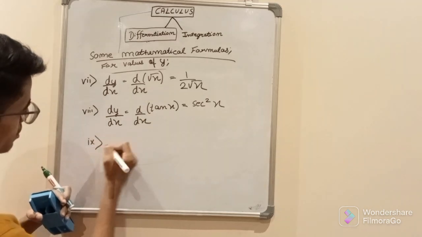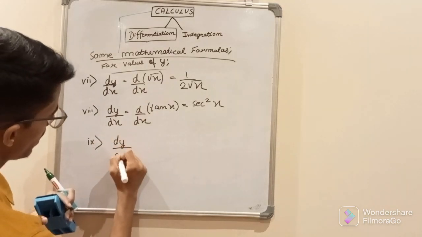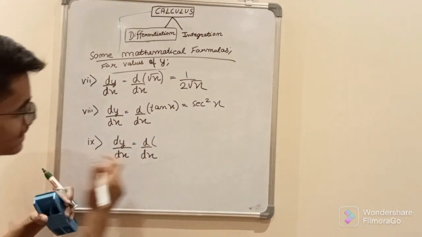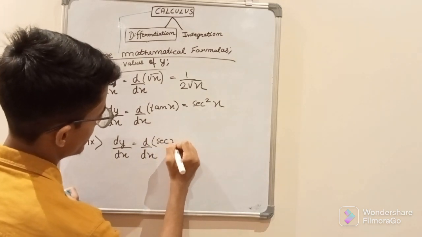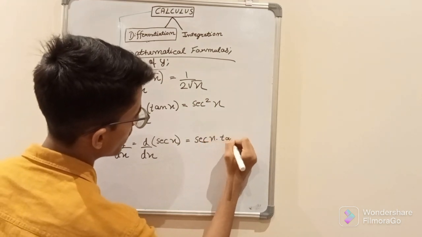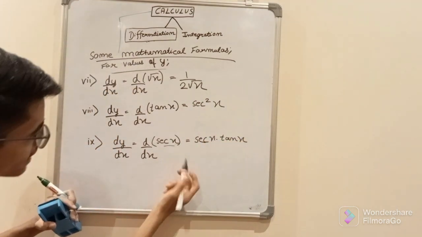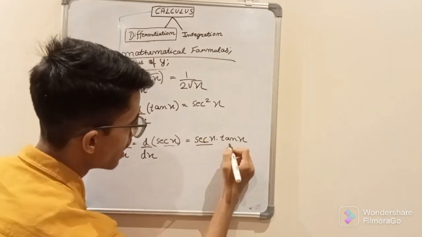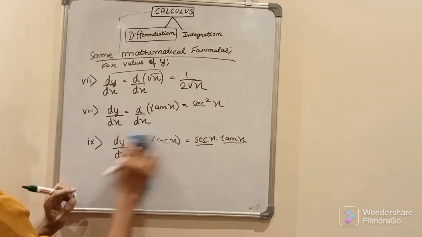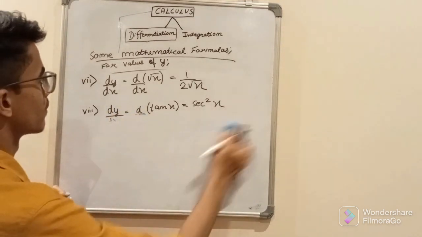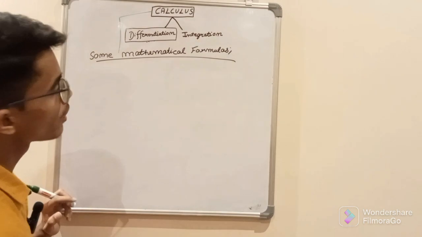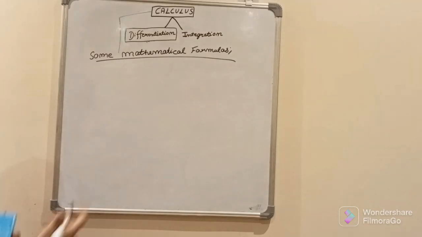And the last one, which is dy by dx, that is d upon dx of, let's say, sec x, that is sec x dot tan x. The differentiation of sec x is nothing but sec x multiplied by tan x. Now on the basis of these formulas, let's take up some questions.